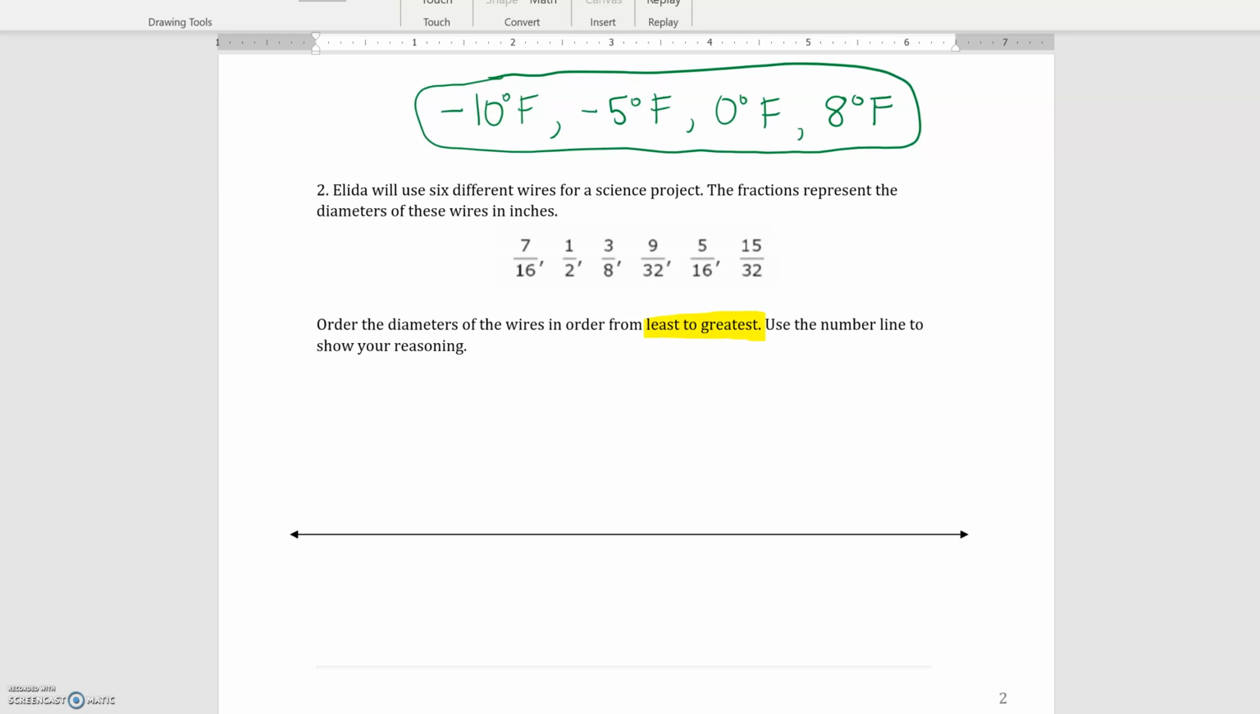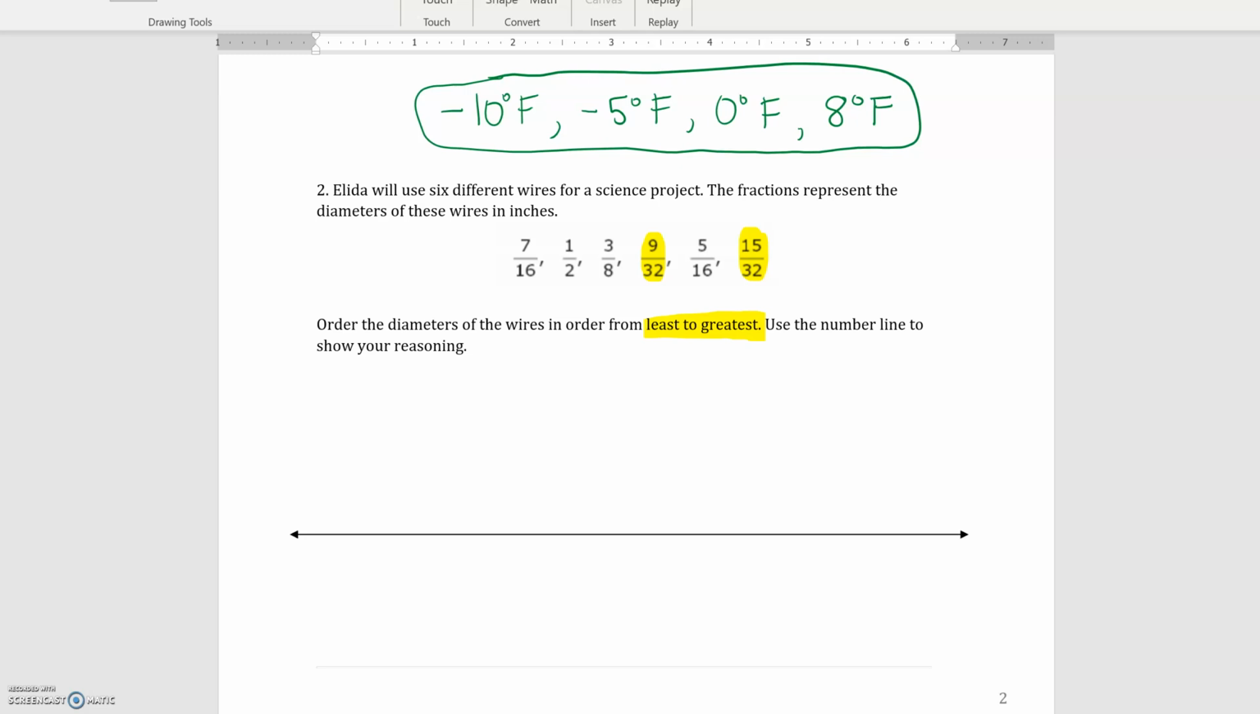I'm going to highlight what I need to do, smallest to largest. Use the number line to show your reasoning. Now here, I see that I have some challenges. They're all different units of fractions, so I need to convert them all to the same unit. And I noticed that I have 2 of them out of a fraction of 32, and I could convert all the other 4 into fractions out of 32.